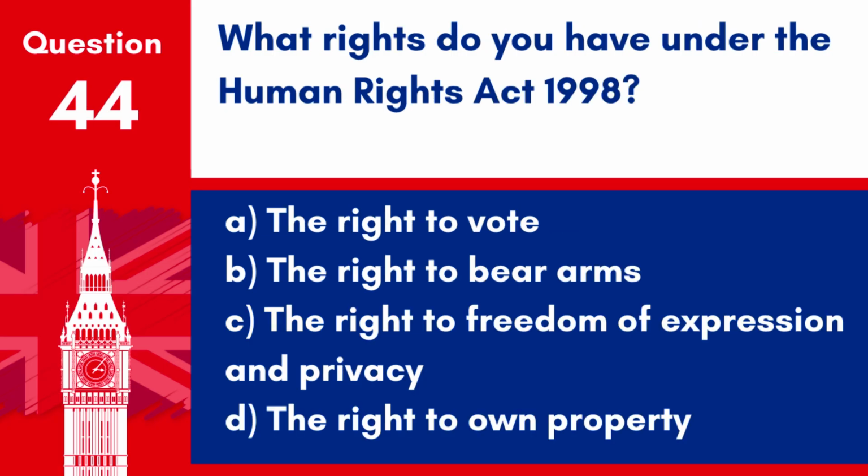Question 44. What rights do you have under the Human Rights Act 1998? A. The right to vote. B. The right to bear arms. C. The right to freedom of expression and privacy. D. The right to own property. Answer. C. The right to freedom of expression and privacy. The Human Rights Act 1998 guarantees various rights, including the rights to freedom of expression and privacy.